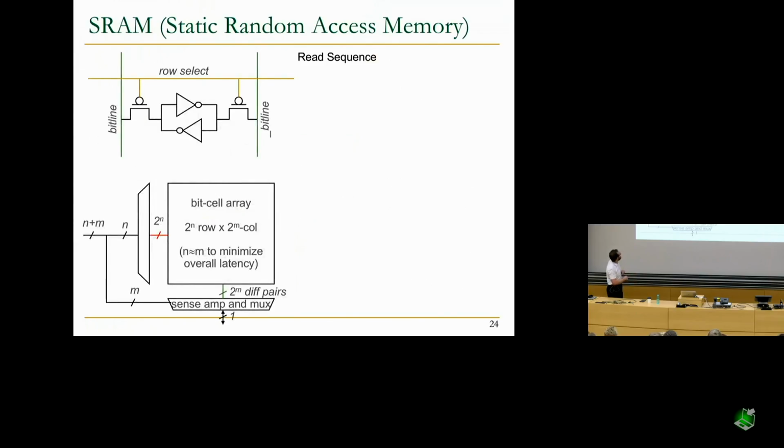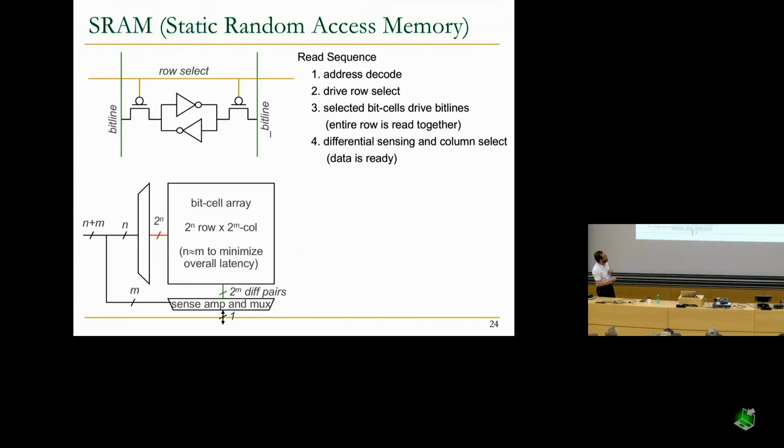So if you look at SRAM, it looks like this. It's very similar, as you can see. The way you decide N and M is you try to make each array rectangular to minimize the overall latency of access. But this is the read sequence. You decode the address, you drive the row select, selected bit cells drive the bit lines, entire row. And differential sensing and column select amplify the data, and you pre-charge all the bit lines at the end.